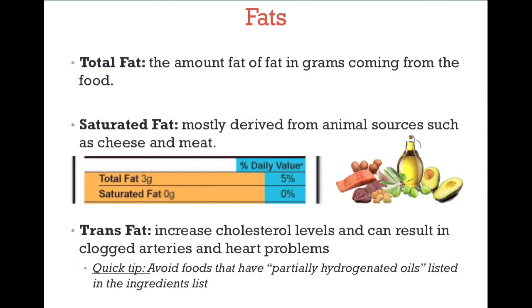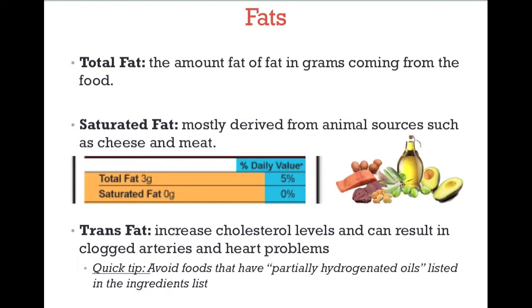Not all fat is created equal. You may have heard that unsaturated fats from vegetable oils, avocado, nuts, and fish are healthier fats than the fat coming from steak. That is because unsaturated fats do not raise cholesterol levels like saturated and trans fats do. Saturated fats are mostly derived from animal sources such as cheese and meat. As far as trans fats, they are not listed on this specific nutrition facts panel. However, they are usually listed under the saturated fats.